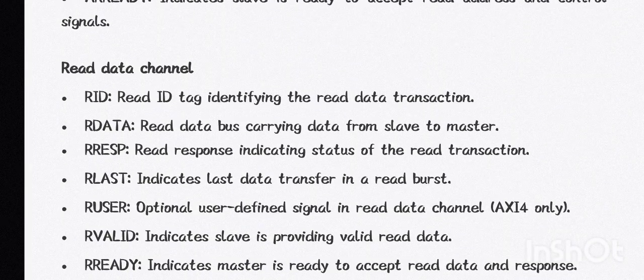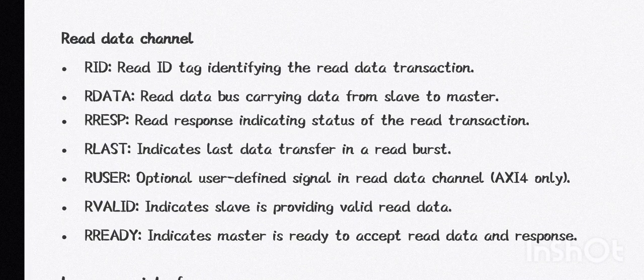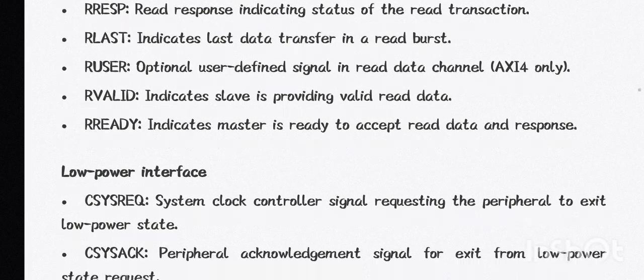Read data channel. RID is the read ID tag identifying the read data transaction. RDATA is the read data bus carrying data from slave to master. RRESP is the read response indicating the status of the read transaction. RLAST indicates the last data transfer in a read burst. RUSER is an optional user identifier in the read data channel, used in AXI4 only. RVALID indicates the slave is providing valid read data. RREADY indicates the master is ready to accept read data and response.